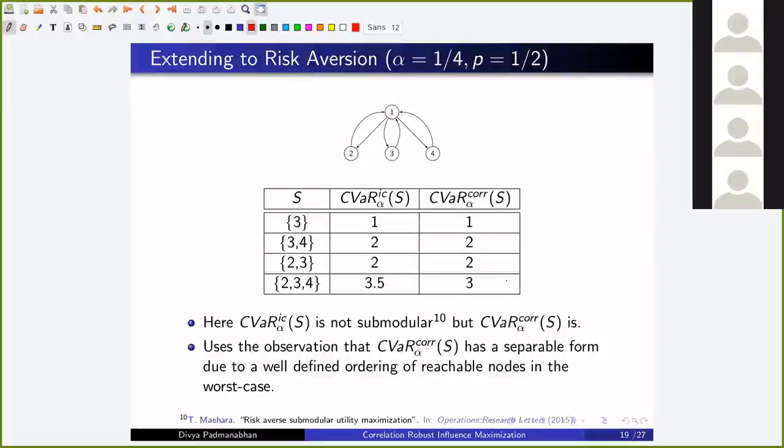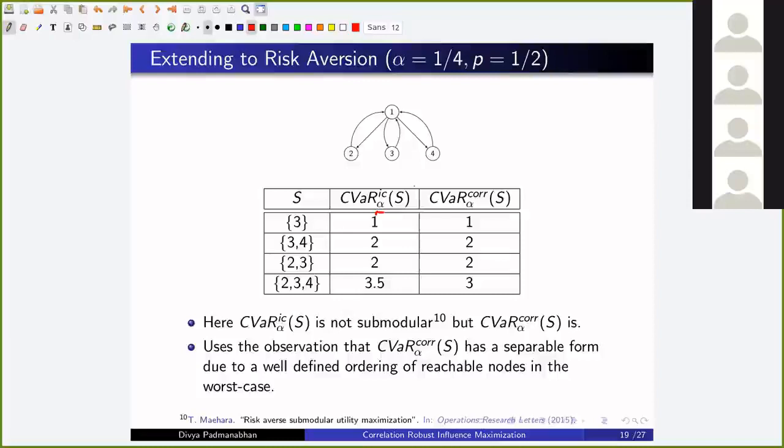Now, an interesting point here is that for the independent cascade model, the original expectation value is a submodular function, as we saw. But when you go to CBAR, because it's a more general concept and you can have different values of alpha, of course, if you keep alpha equal to 1, it's the CBAR for the independent cascade, that's also going to be submodular.